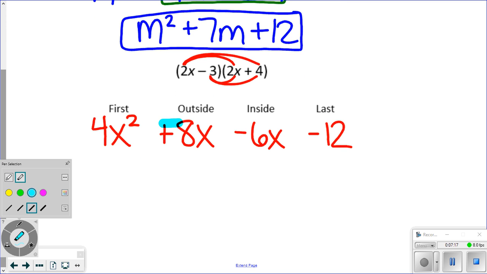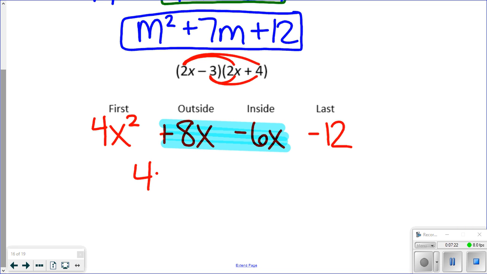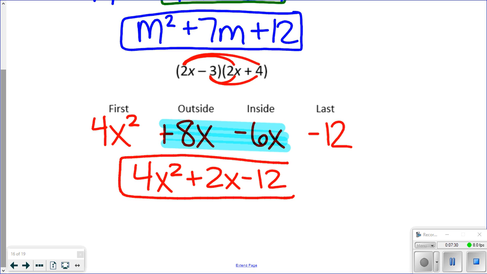My like terms are right here in the middle. There are x terms. So I have a positive 8 minus 6, so we get 2. And that would be our final answer. Now, this is just another method or another tool in your toolbox on how to multiply binomials. You could still choose to use the box method every single time if that is what you prefer and that works for you. If not, you can think about foiling or the distributive property.